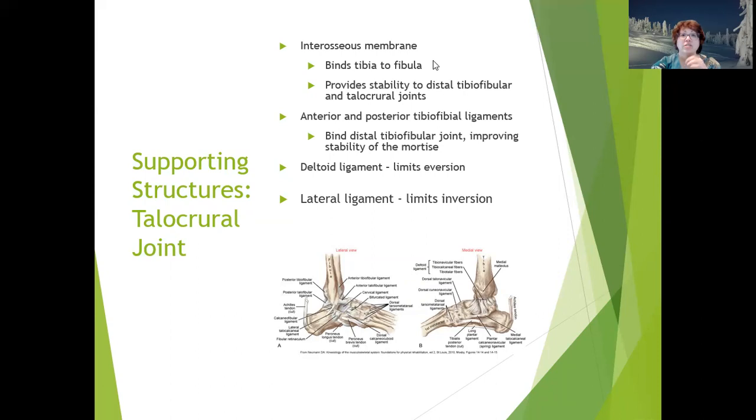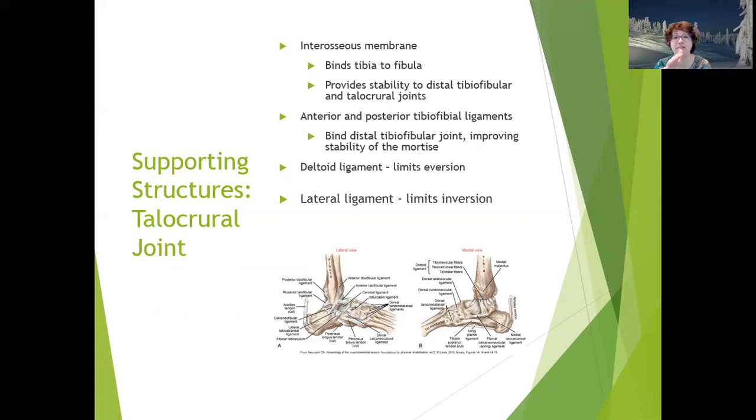So the interosseous membrane between the tibia and fibula binds the tibia to the fibula. It provides stability to the distal tibiofibular and talocrural joints. So it provides the tightness of that mortise and tenon joint. The anterior and posterior tibiofibular ligaments bind the distal tibiofibular joint, improving the stability of the mortise. So the ligaments are holding that joint stable.